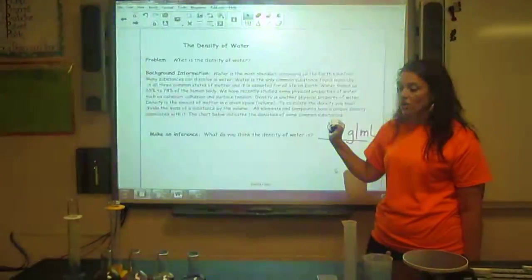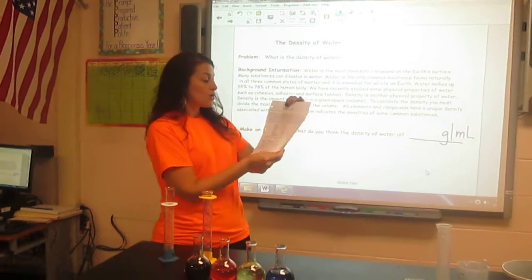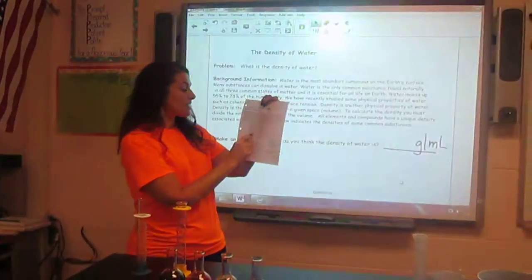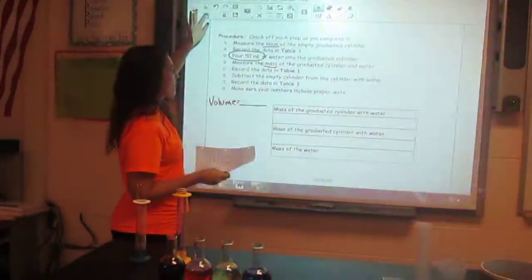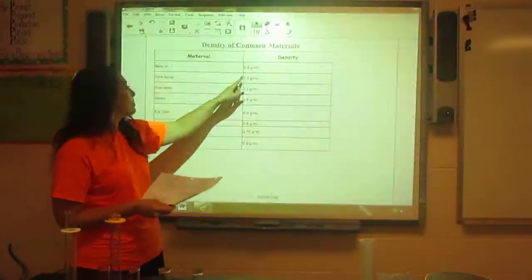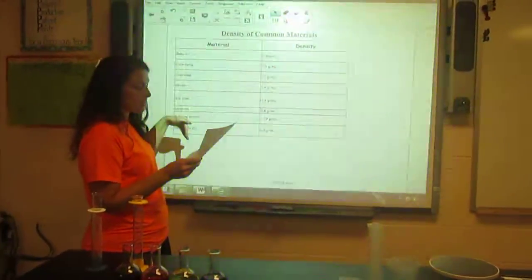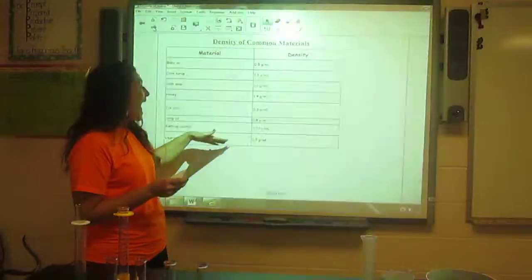So if you look at the chart on your lab that looks like this, you will see the common substances that you'll be working on. So let me go a little bit forward so I can show you. Baby oil has a density of 0.8, corn syrup 1.3, dish soap, etc., etc. So these are the different substances that we talked about in class, and their different densities.